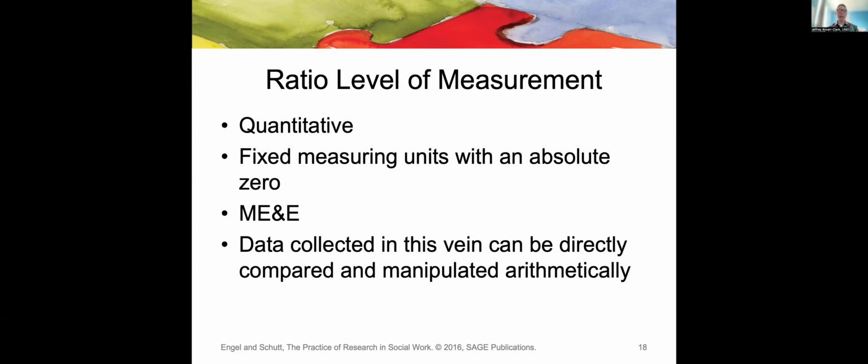And then you've got the ratio level. So for instance, age, if you have simply the number of years that a person is old, then that would be a ratio. This is where there is a fixed measuring unit with an absolute zero. So you can be 0 years old. Maybe you've only been around for a couple of months as a newborn. Now, this level of measurement is what you can do the most with in terms of manipulating it and comparing it and so forth.